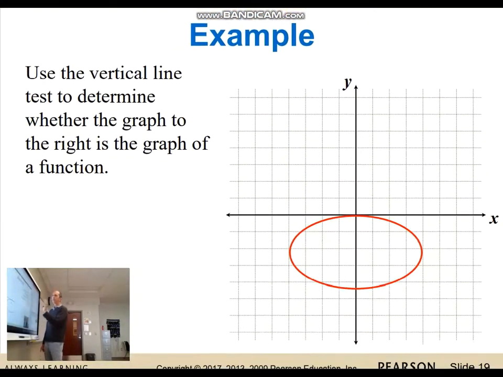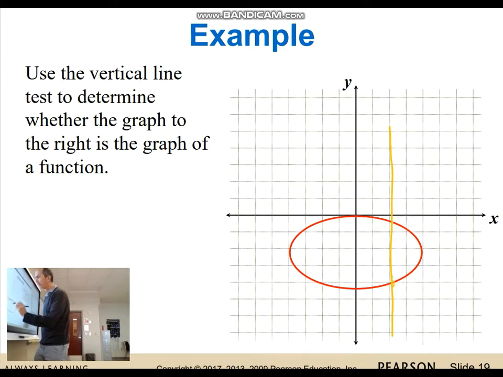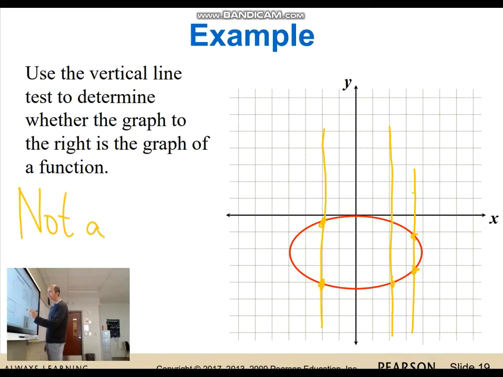Now, what about this one? This is pretty clear, right? We can draw a vertical line here, two points. We can draw another vertical line here, two intersections. We can draw another one right here, two intersections. That means not a function. Actually, if you can find just one vertical line that intersects in two points, it is not a function.